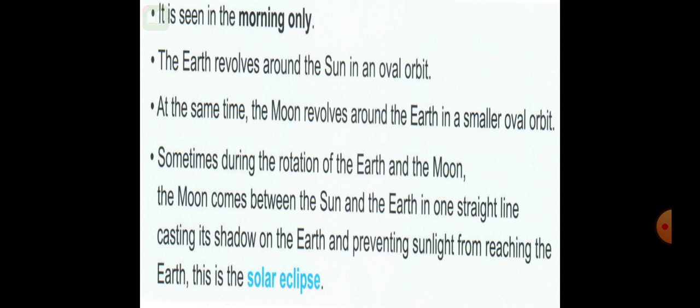Solar eclipse is seen in the morning only. The Earth revolves around the sun in an oval orbit. At the same time, the moon revolves around the Earth in a smaller oval orbit. Sometimes, during the rotation of the Earth, the moon comes between the sun and the Earth in one straight line, casting its shadow on the Earth and preventing the sunlight from reaching the Earth. This is the solar eclipse.